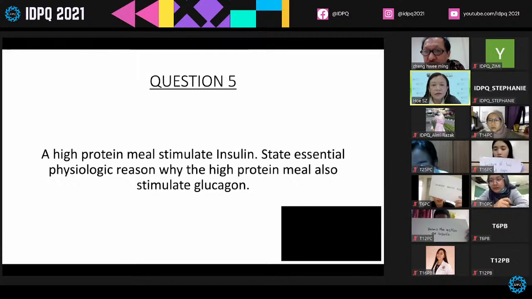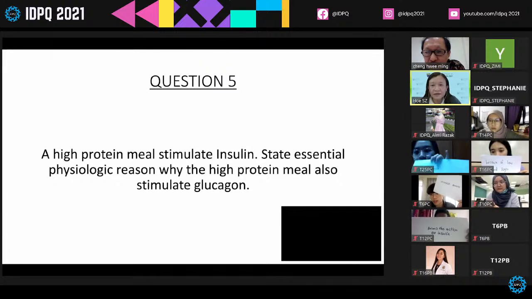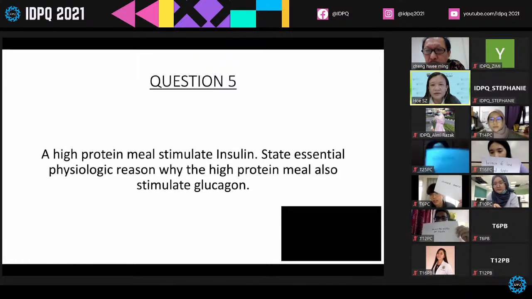I think we can accept the answer of team 12 because it's to prevent the hypoglycemic, right? The hypoglycemic due to the action of insulin. As for team 16, it is not because of low glucose. It's concurrently have these two action, right? Therefore, counteract the action of insulin.